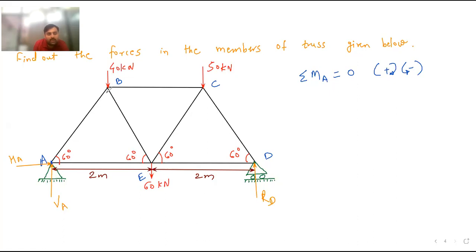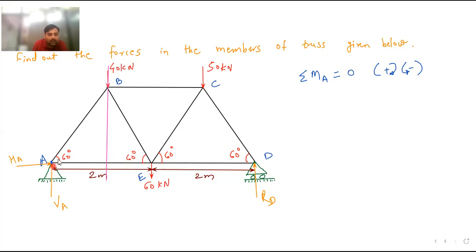Now what is the perpendicular distance? Now the force is vertical. If I extend the line of action of this force, I will draw a straight line. So this is the line of action of this force, and this force can be moved along this line of action. So this distance is your perpendicular distance.